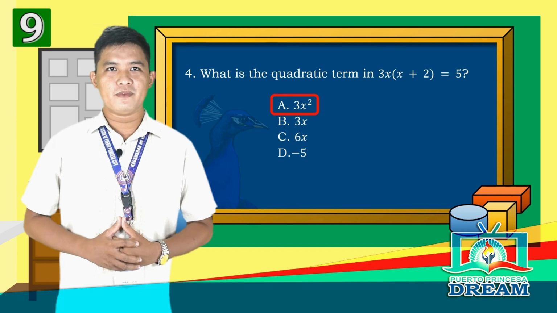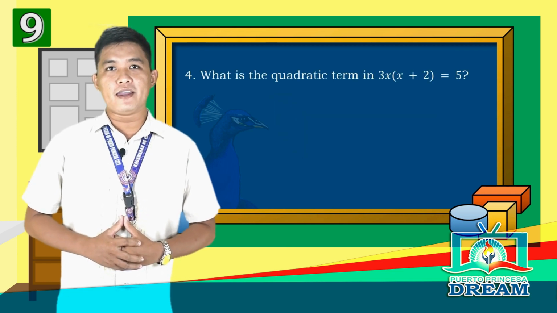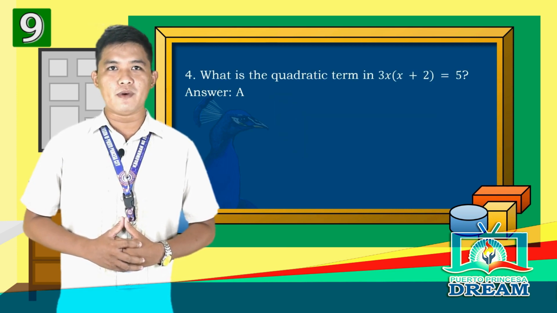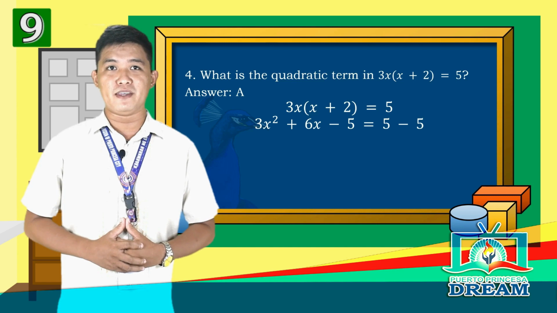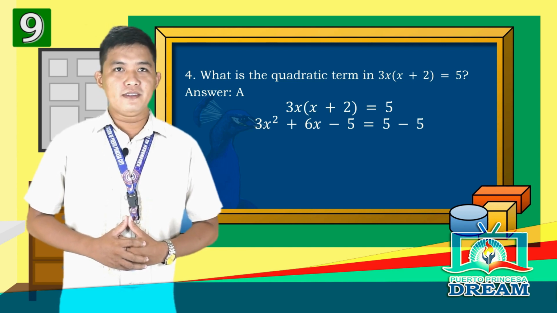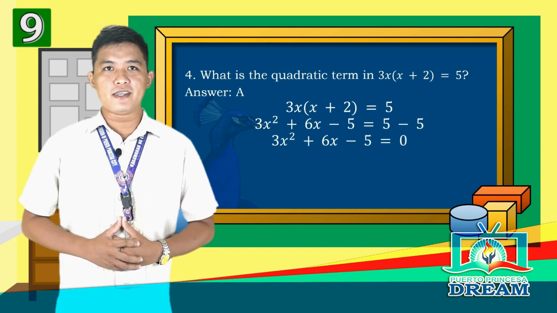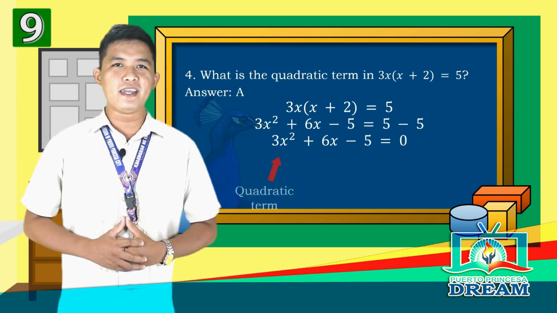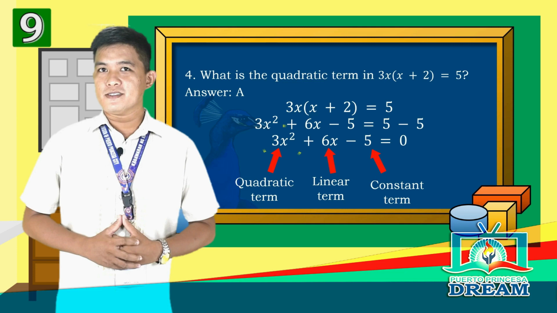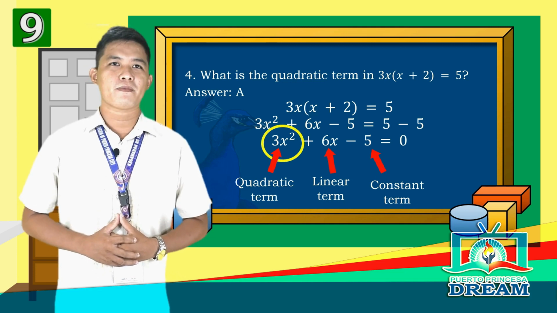3x squared. Translate the equation 3x times the quantity x plus 2 equals 5 in standard form. 3x squared plus 6x minus 5 is equal to 5 minus 5. And 3x squared plus 6x minus 5 is equal to 0. The quadratic term is 3x squared. Hence, the answer is letter A.